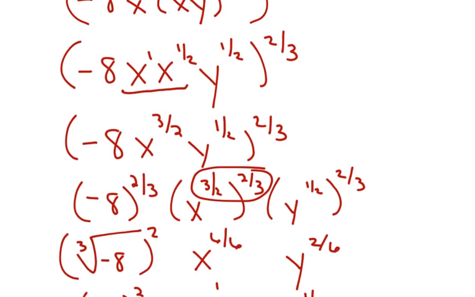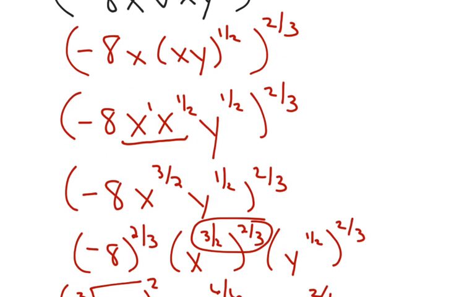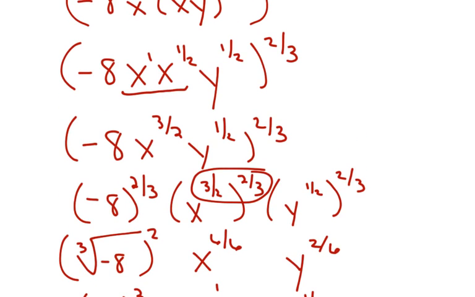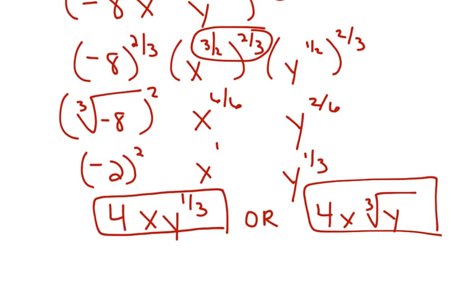But notice how I went and did the problem. First, I got rid of the radical and made it a 1/2 power. Then I distributed the 1/2 power to the x and the y. Then I had two x's that could be combined by adding their exponents. Then I dealt with the 2/3 exponent on the outside of the parentheses by distributing it to everything inside the parentheses. Then I simplified each of those expressions. I ended up in the end with my 4xy to the 1/3, or 4x times the cube root of y.